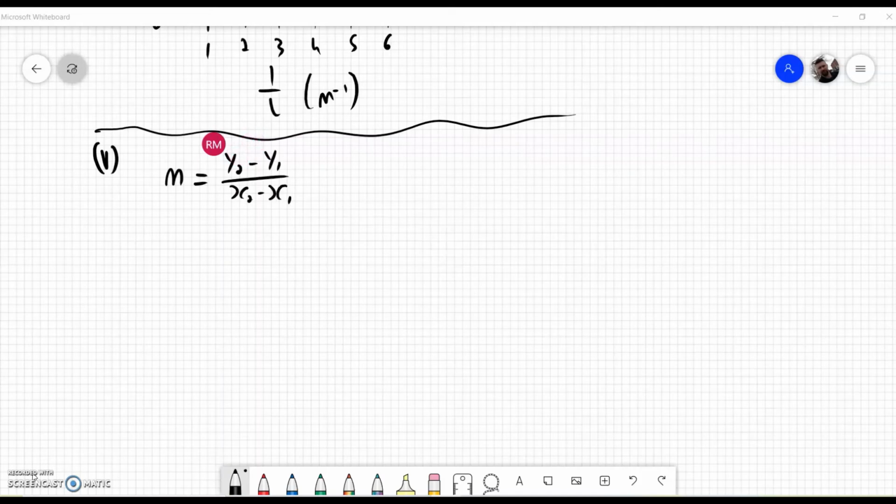Just to be aware, some students are in the habit of writing rise over run. You do not get marks for writing rise over run. You have to write y2 minus y1 over x2 minus x1. What you then need to do is make sure you pick 2 points from the graph. And they have to be on the line.